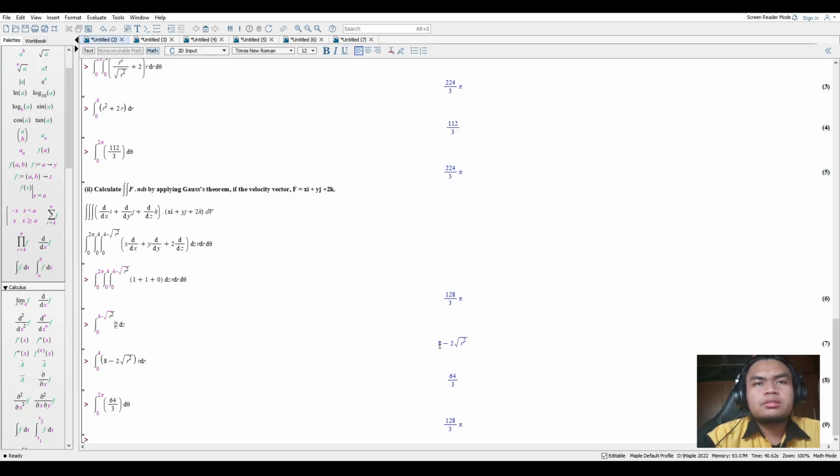We will get 8 negative 2 square root of r power of 2, and then we will integrate for r dr, and we will get 64 over 3, and then we integrate 64 over 3 for d theta, and we get 128 over 3 pi. Okay, that's all for me. I will pass it to my next member. Thank you.